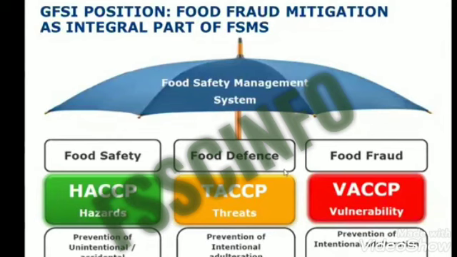Now, the GFSI position paper is very clear on managing this food fraud vulnerability. While developing your food safety management system, just make sure that if you are managing your unintentional risk, which is managed through HACCP, you are also managing the food fraud risk through VACCP, vulnerability assessment and critical control points. The third is food defense, as in my earlier definition, it's basically an intentional contamination of the product, which is done by ideologically motivated persons to harm the health of the consumer.